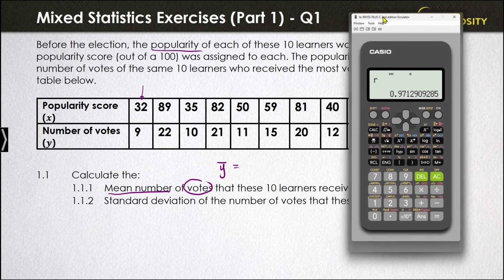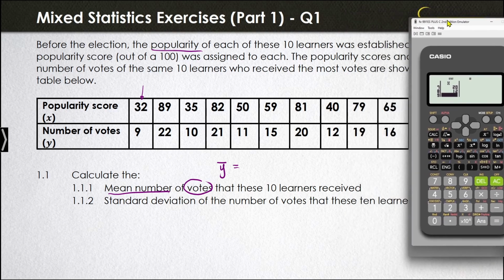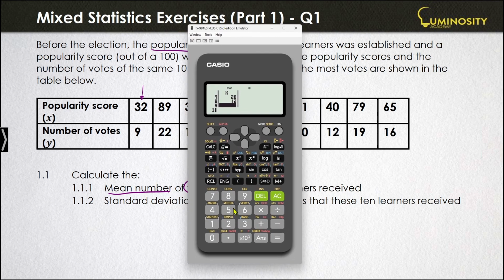On my calculator, I'm just going to press Shift 9 and clear everything, to have a nice fresh start. I'm going to click Mode, Statistics, and although you are dealing with two variables here, you want the mean of one specific set of values, so I'm going to choose one variable. Even though it says X, I'm looking at the number of votes, so it's going to be 9, 22, 10, 21, 11, 15, 20, 12, 19, and 16. And you can see I've got 10 data points.